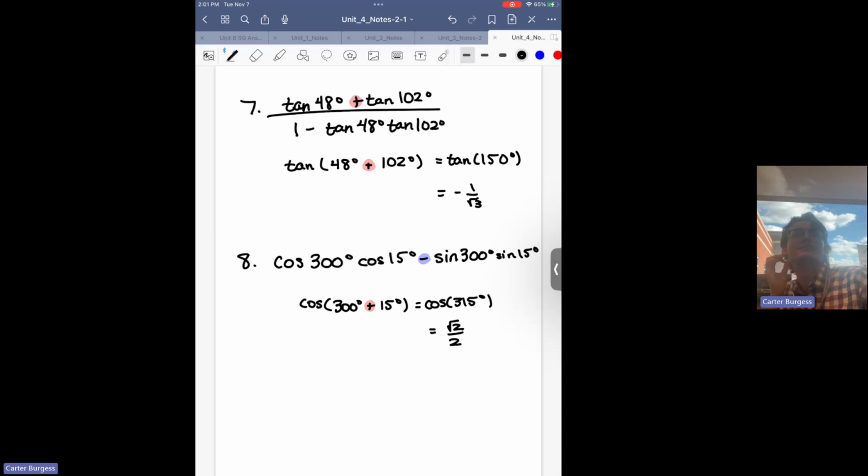Wouldn't that be negative root 2 over 2? Quadrant 4, x is positive in quadrant 4. So if it was sine of 315, yeah, it would be negative, but in this case, positive.